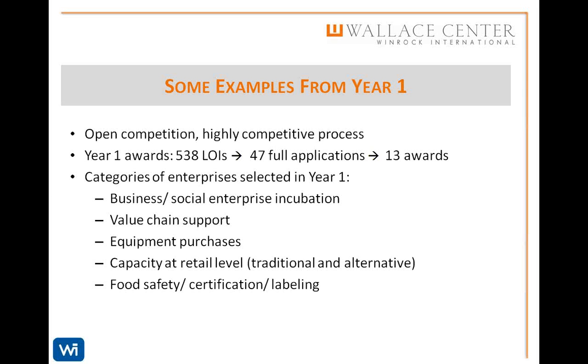So the categories of the enterprises that we selected in year one are business and social enterprise incubation, and value chain support, so that's supply chain, food value chain, for those missing links or relationships in the supply chain. Equipment purchases, and capacity at the retail level, so marketing capacity, food processing capacity, package handling capacity. And then food safety certification and labeling in order to scale up was another area that we funded.